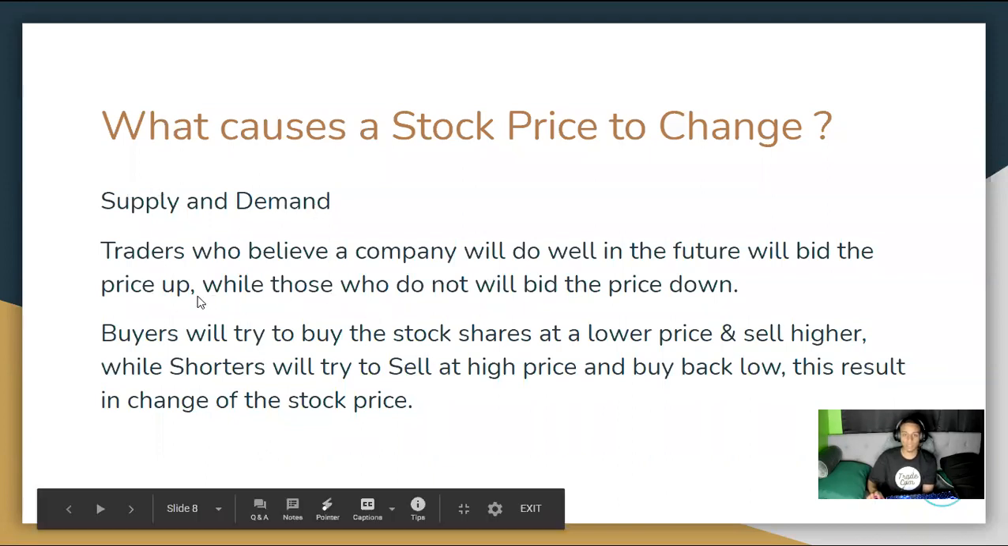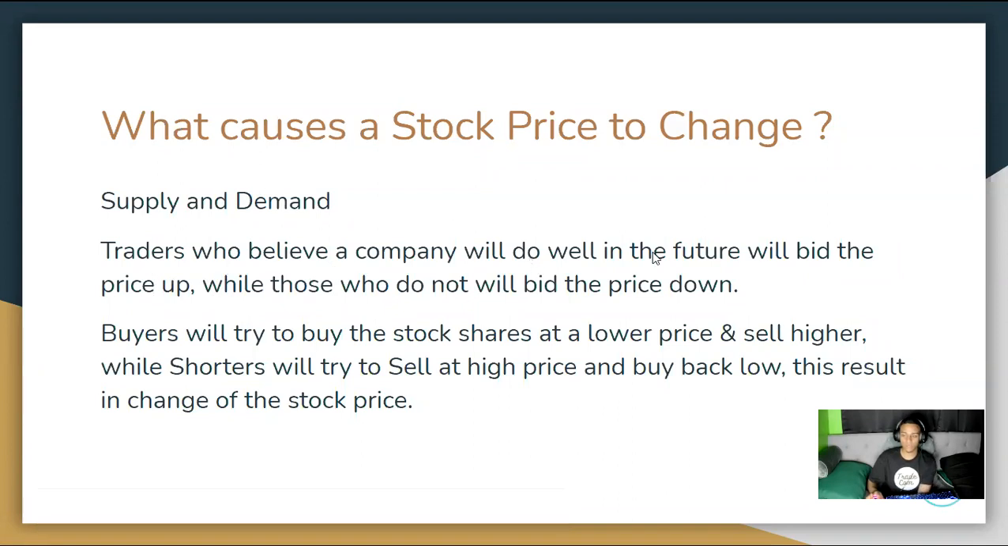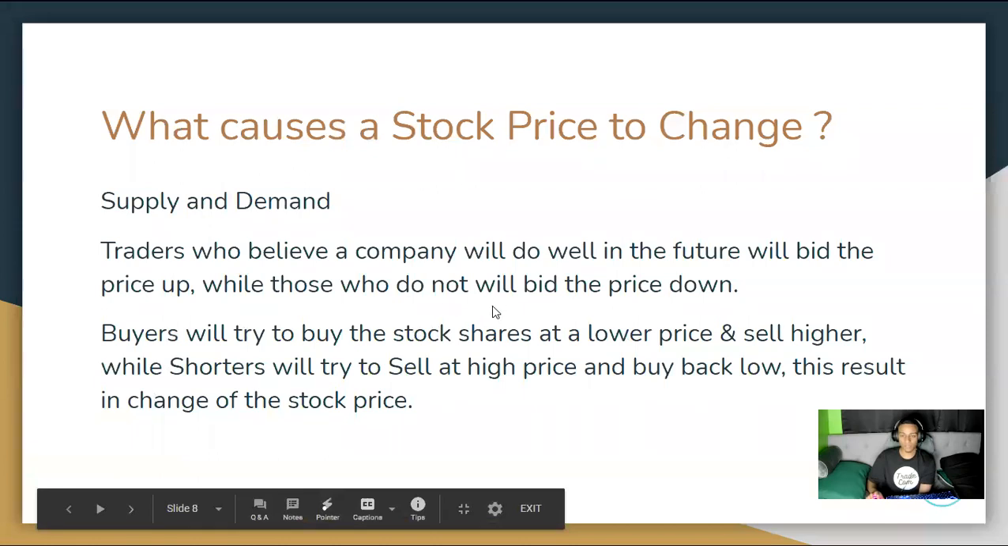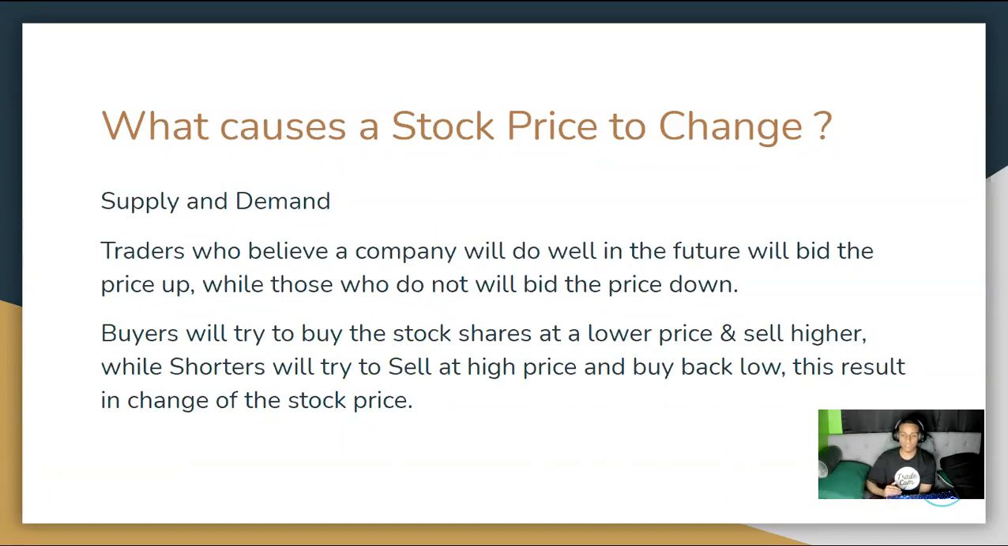Supply and demand, right? Traders who believe a company will do well will bid the price up, while those who do not will bid the price down. So you get Citron and all these other companies that think the stock price is too high. They'll short the stock and they could bid the price down. Also, if there's a lot of people willing to sell their shares in a company, you could see a stock's price start decreasing in value.